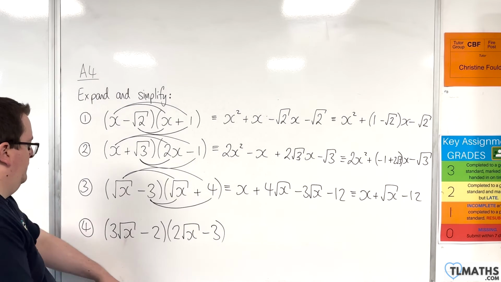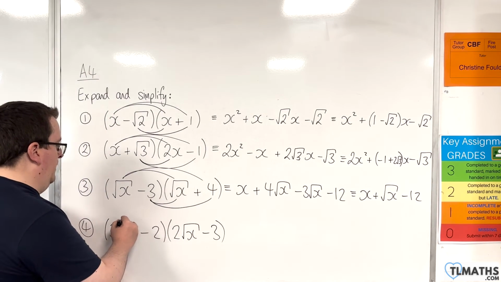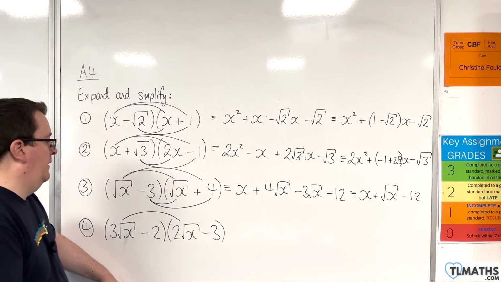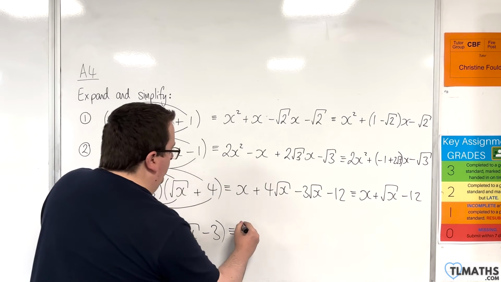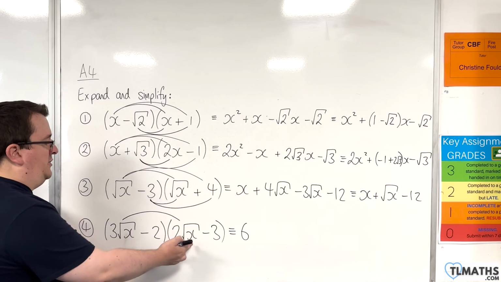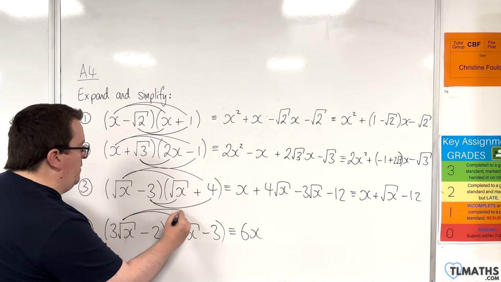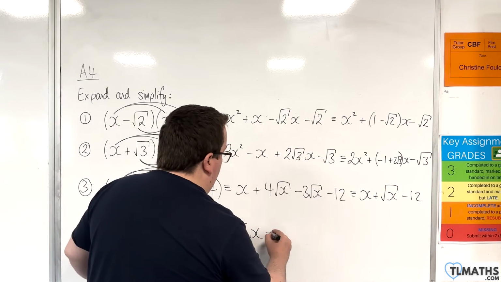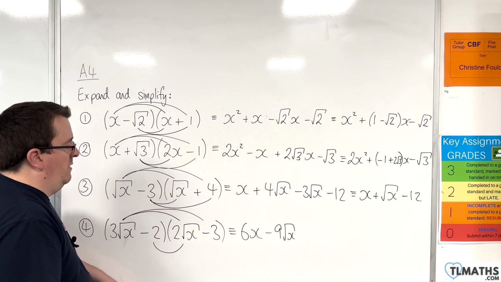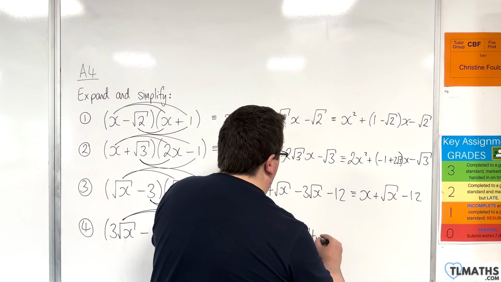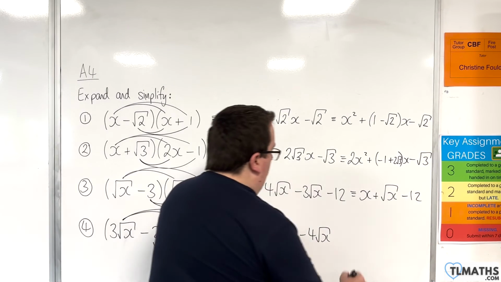Number 4, so we have (3√x − 2)(2√x − 3). First of all, we're going to multiply together 3 root x and 2 root x. So you multiply the 3 and the 2 together first, the coefficients, that's 6. Then root x times root x is x. Then we have the 3 root x times the minus 3, so minus 9 root x. Then minus 2 times 2 root x is minus 4 root x. And then minus 2 times minus 3 is plus 6.